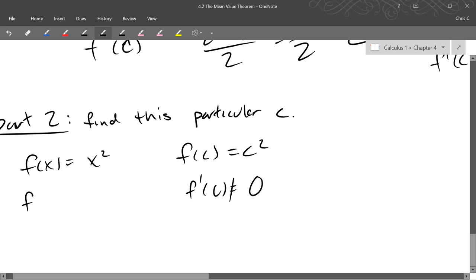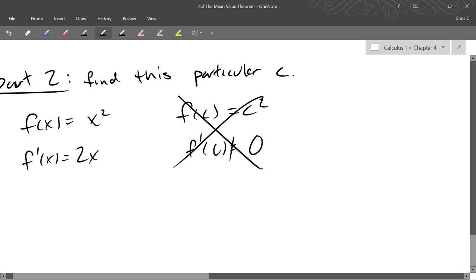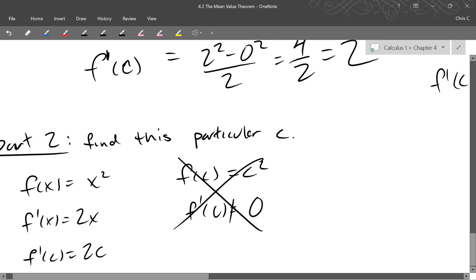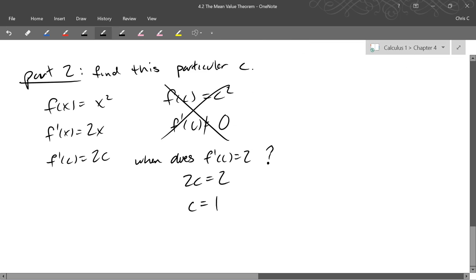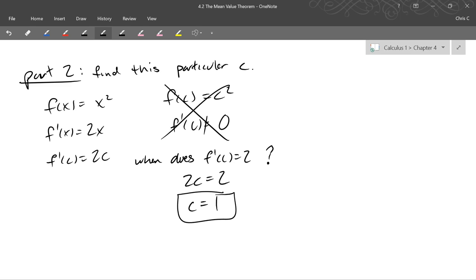So it turns out f prime of c is not actually equal to zero, because you have to take the derivative before you plug in the value. So don't do f prime of x and then take c. So f prime of x is 2x, easy derivative. And now I want to know, so we could write f prime of c equals 2c. And I want to know, when does f prime of c equal 2? So 2c equals 2. And easiest algebra of the world, c equals 1. So that's the answer. 1 is the x value that has a slope of 2.